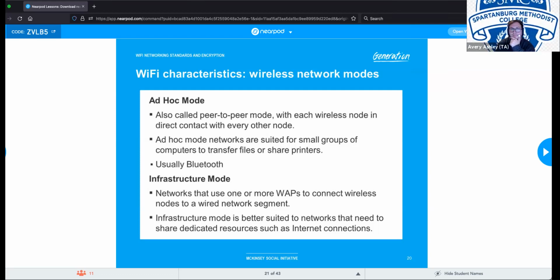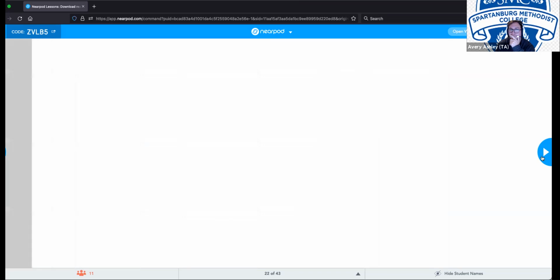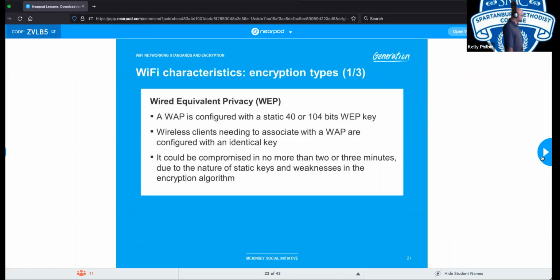So, ad hoc and infrastructure mode. There we go. Next, we're going to get a little bit into wireless security. We have WEP, or Wired Equivalent Privacy. It's configured with a static 40 or 104-bit WEP key. Wireless clients needing to associate with a WEP network are configured with an identical key. It could be compromised in no more than 2 or 3 minutes due to the nature of the static keys. This is considered a fully insufficient security method.